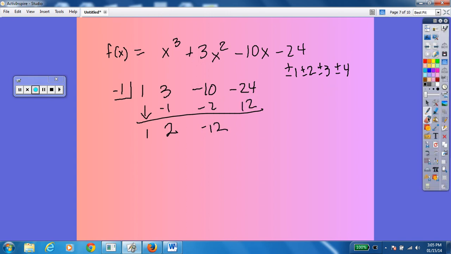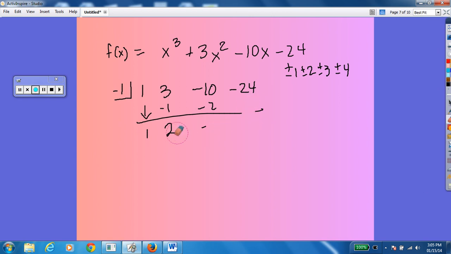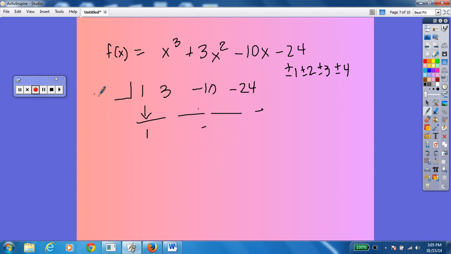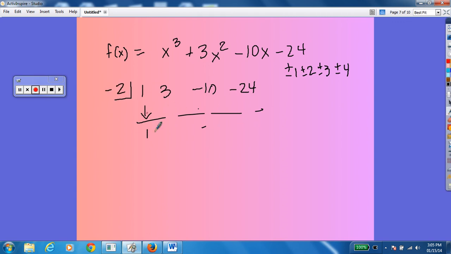So I'm going to try a 2, because if I multiply this times 2, I could get a -24. So I'm going to try -2. That gives me 1, and that's -2. That gives me -12, and that gives me +24. So no remainder. So now I know that I've got my 0 equals x plus 2 from that first one.